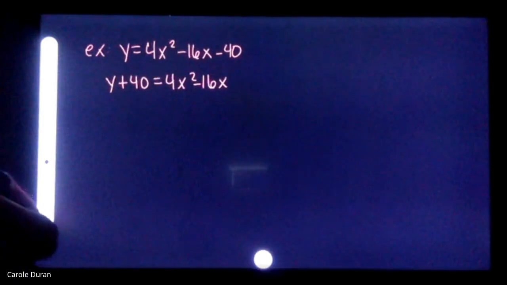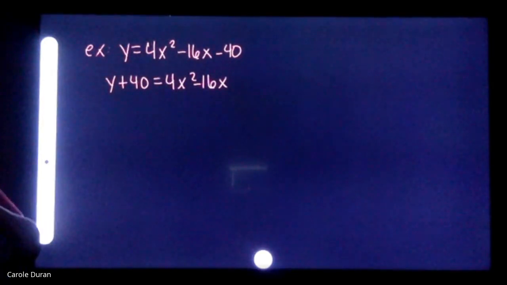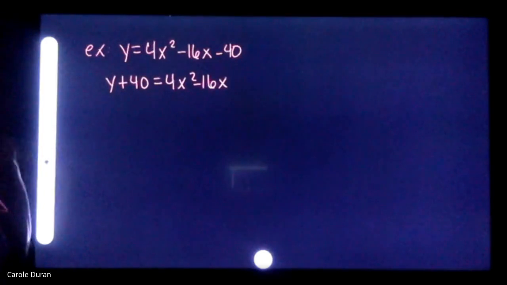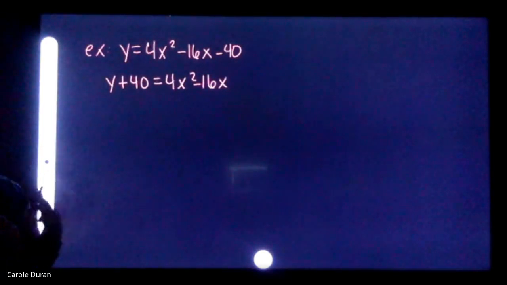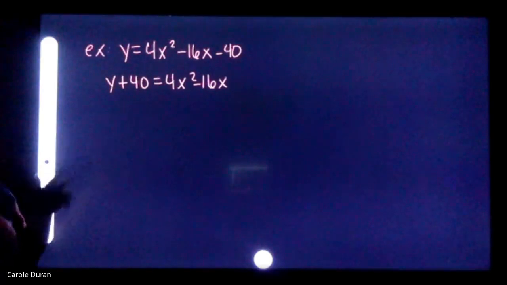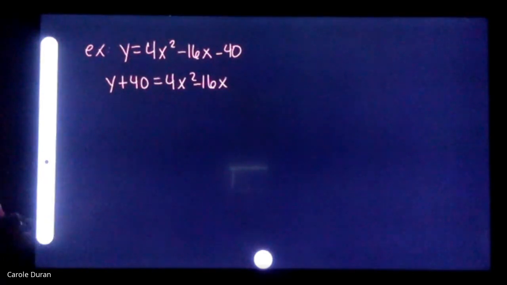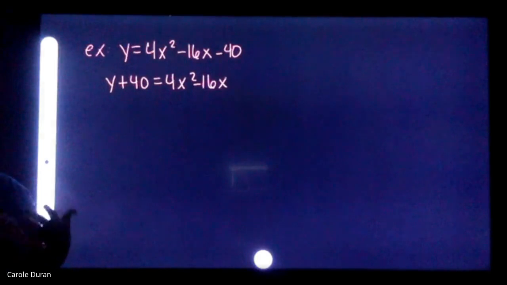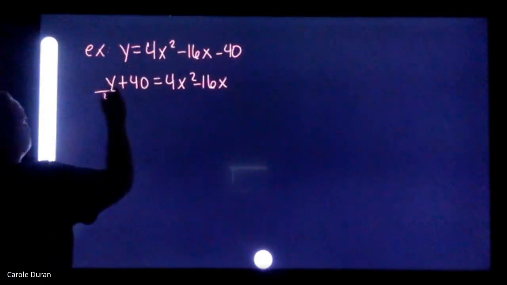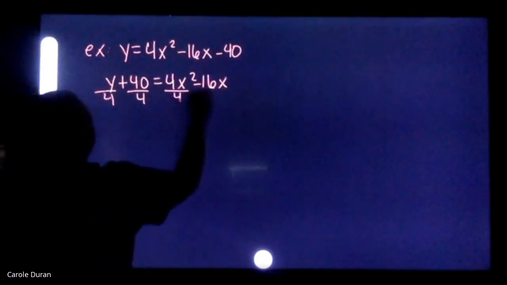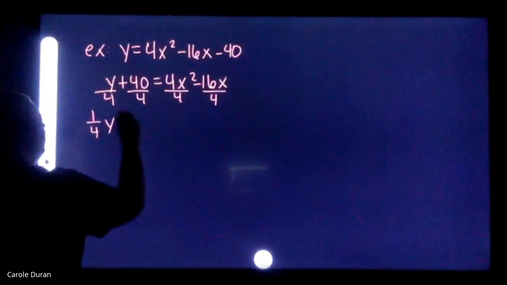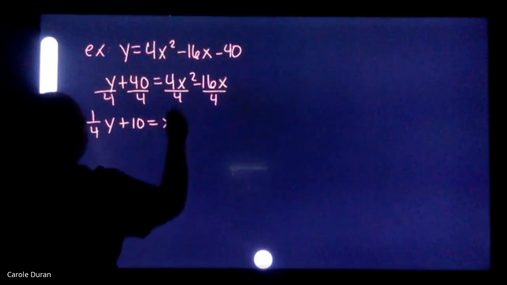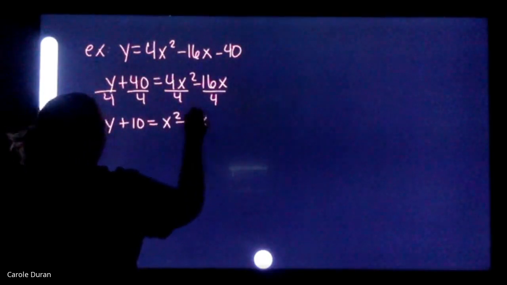I have a number in front of my x squared, so I need to get rid of that. The only way to get rid of a 4 being multiplied in is to divide it out or multiply by 1 over that number. So I'm going to multiply everything by 1 over 4, or you can think of it as dividing 4 out of everything. When I do that, I'm left with 1/4 y plus 10 equals x squared minus 4x.